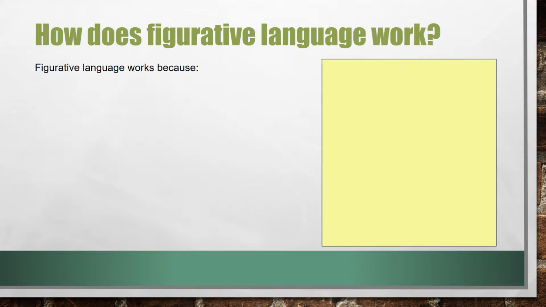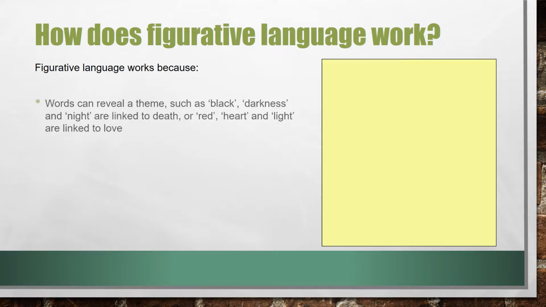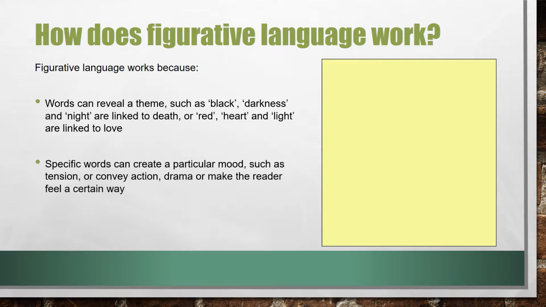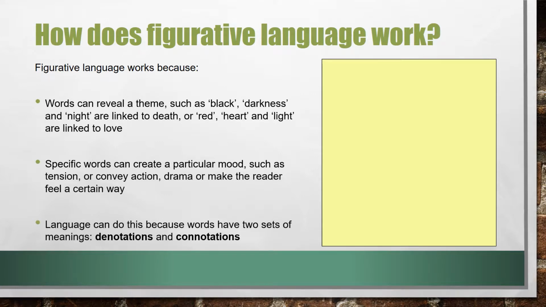So, how does figurative language work? Well, figurative language works because, firstly, words can reveal a theme, such as black, darkness, and night are linked to death, or red, heart, and light are linked to love. Secondly, specific words can create a particular mood, such as tension, or convey action, drama, or make the reader feel a certain way. And words can do this because they have two sets of meanings: denotations and connotations.